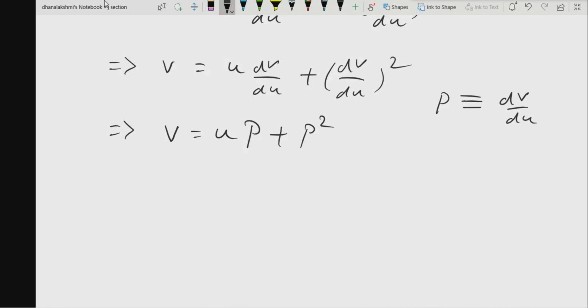Now you compare with our Clairaut's equation. What does Clairaut's equation say? y is equal to x into p plus some function of p. Is it not in the Clairaut's form? Yes, it is. Yes, ma'am.